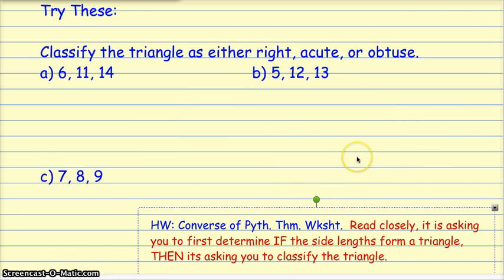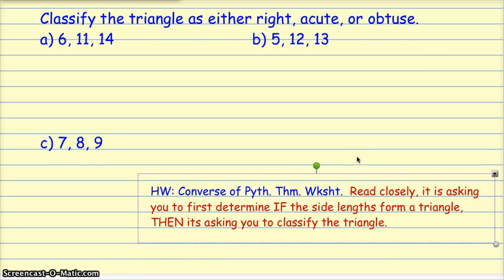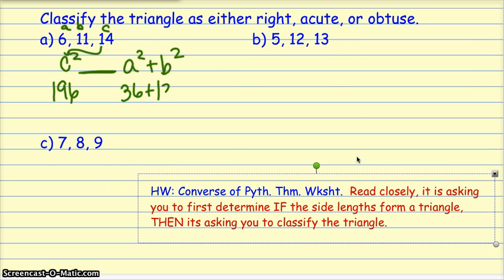Try these. Classify the triangle as either right, acute, or obtuse. So 14 is my largest, so I'm going to go ahead and call it my C. I'm going to start out with C squared. I'm going to leave a blank, and I need to put in my A squared and my B squared. 14 squared is 196. A squared is 36, B squared is 121. So that's going to give me 196 and 157. Because 196 is larger than 157, I can determine that this is obtuse.